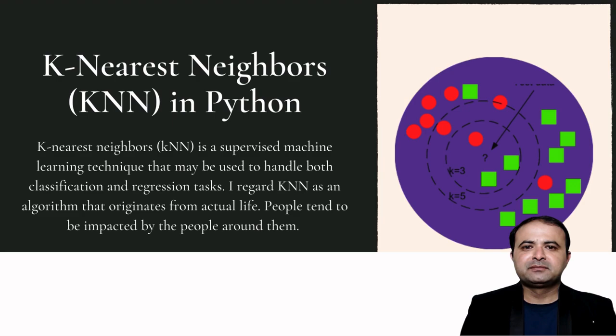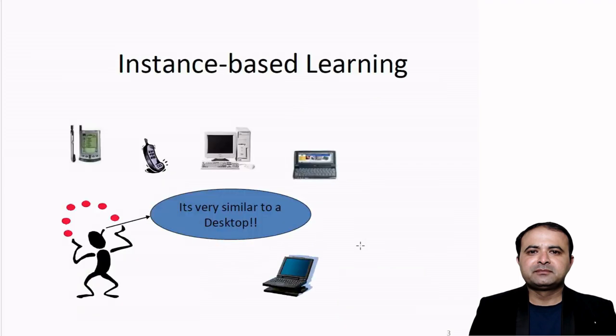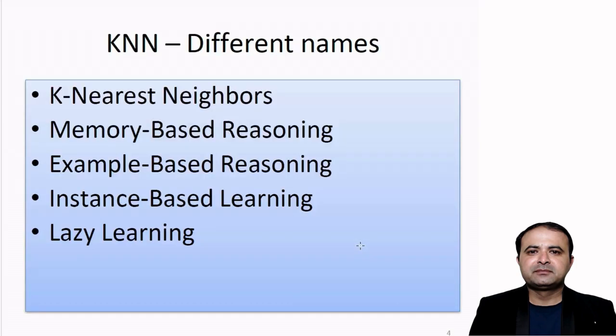KNN, like K nearest neighbor. This algorithm basically works on distance calculations, and it is also instance based learning. It is very similar to the decision tree. And KNN has a different name.